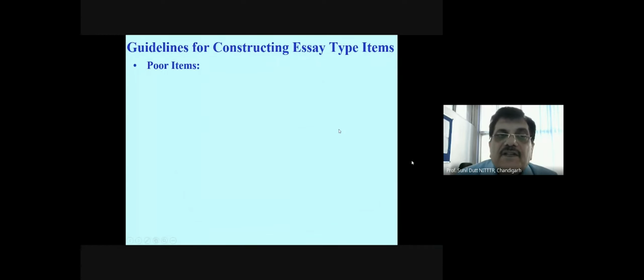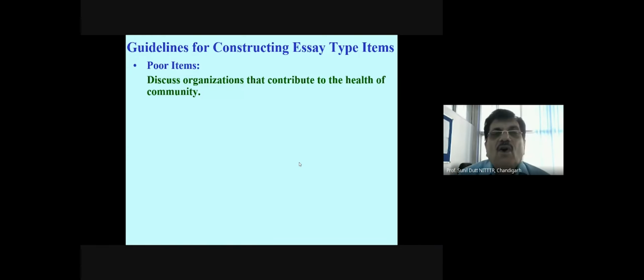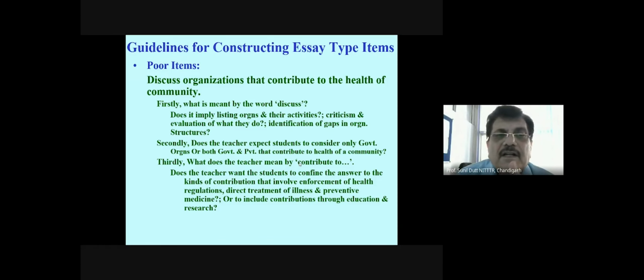Now, let me share with you certain poor items which I got from different question papers. You see, "Discuss organizations that contribute to the health of the community." This is a very vague question, a very global question. Okay, now let me interpret. Firstly, what is meant by the word discuss? Discuss with whom? Does it imply listing organizations and their activities? Does it imply criticism and evaluation of what they do? Does it imply identification of gaps in the organization structure? Not clear. The student is very much confused.